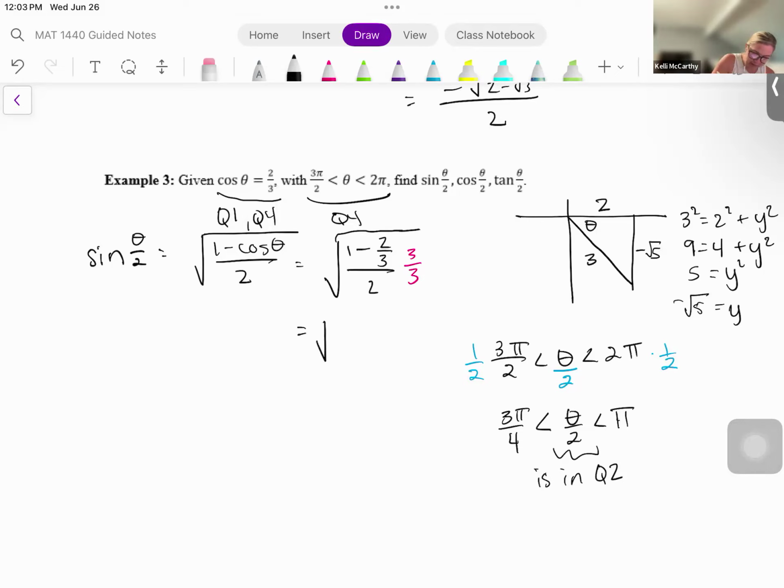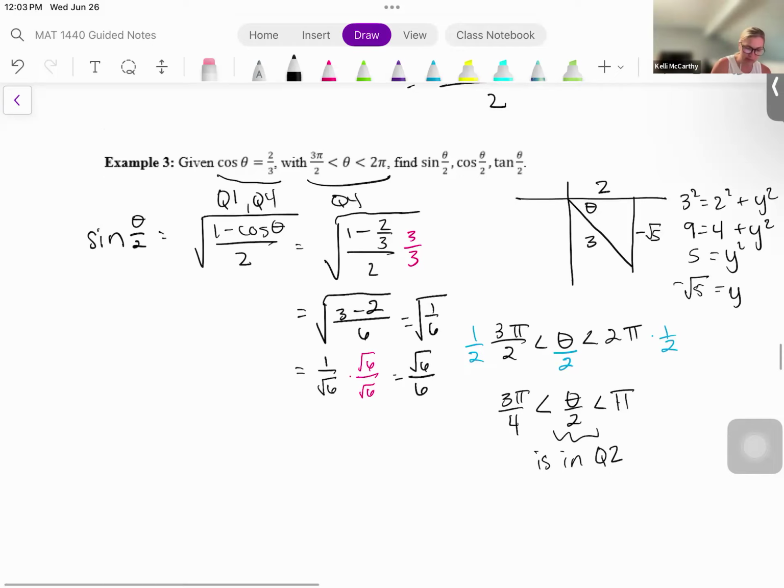This simplifies to the square root of 3 minus 2 over 6, or the square root of 1 over 6. The square root of 1 over 6 is 1 over the square root of 6, which then we will rationalize by multiplying by the square root of 6 over the square root of 6, giving us the square root of 6 over 6 as our final answer for sine of theta over 2.